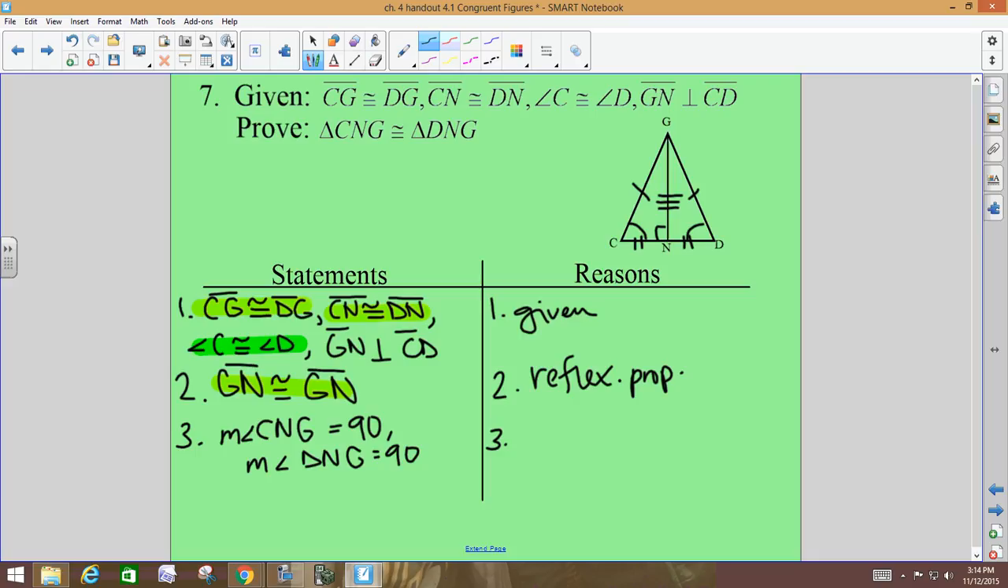How do we know that? How do we know they were 90-degree angles? How do we know they were right angles? Because of the perpendicular lines. Definition of perpendicular lines.